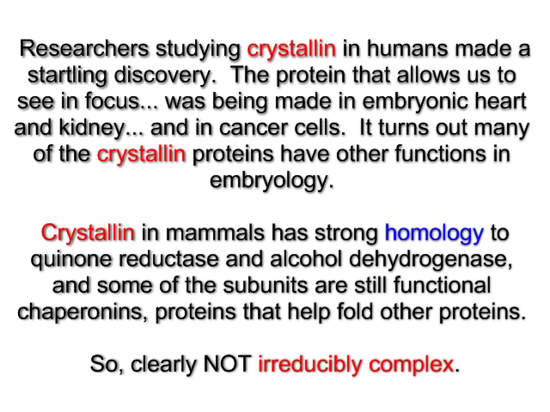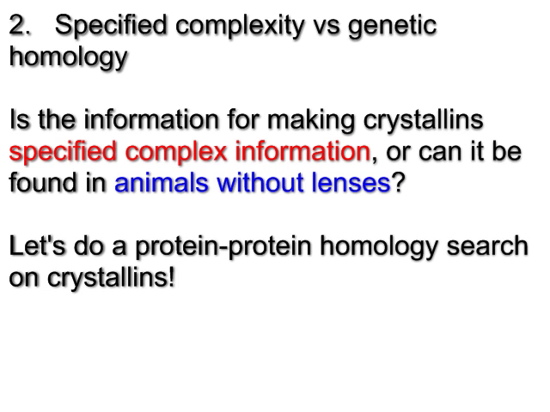Crystallin in mammals has strong homology to quinone reductase and alcohol dehydrogenase, and some of the subunits are still functional chaperonins, proteins that help fold other proteins. So, clearly not irreducibly complex. Specified complexity versus genetic homology.